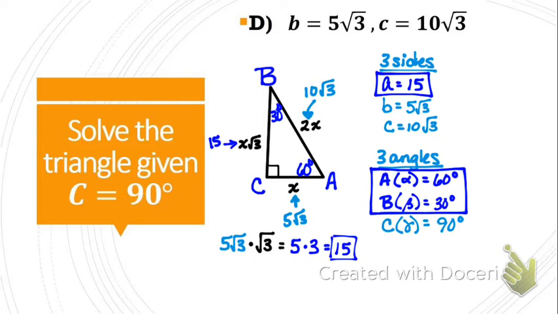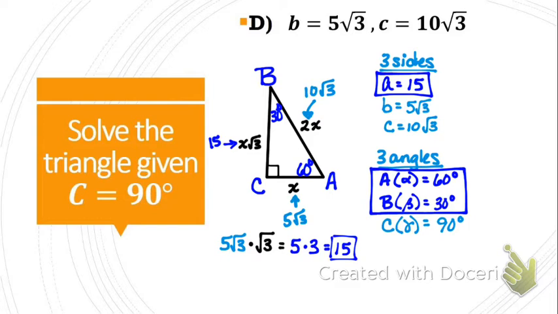You've got to learn and remember the relationships on your special rights. Mainly which leg gets the root 3, which leg is the 2x, and in which kind of special right do we have the square root of 2. Those would be the types of things that you need to pay attention to.